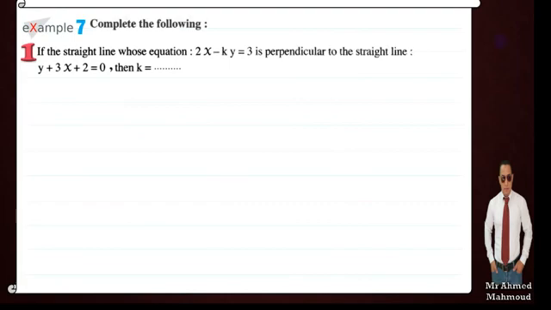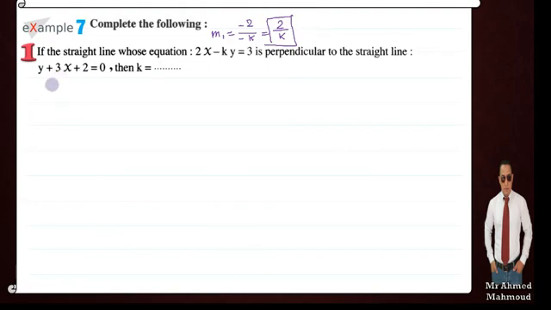A straight line whose equation is 2x minus ky equals 3 is perpendicular to the straight line y plus 3x plus 2 equals 0, then k equals what? Here, from the first line I will find m1, which equals negative a over b, which is negative 2 over negative k. It is equal to 2 over k. This is m1.